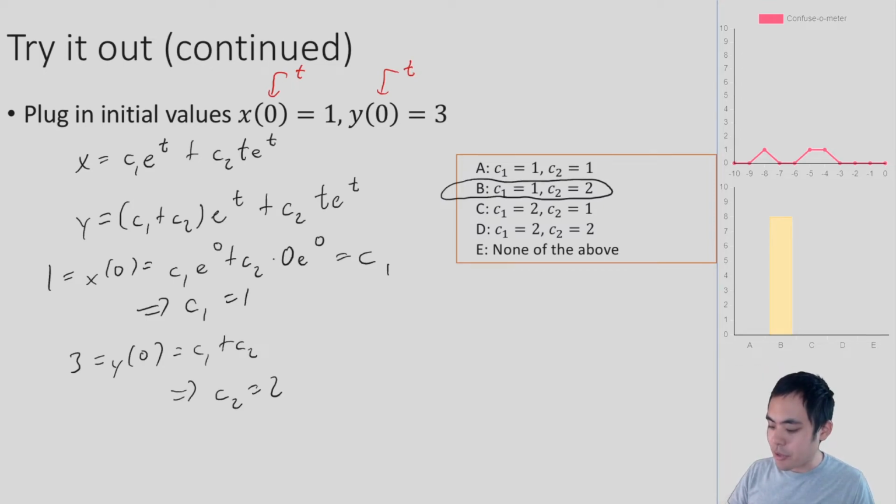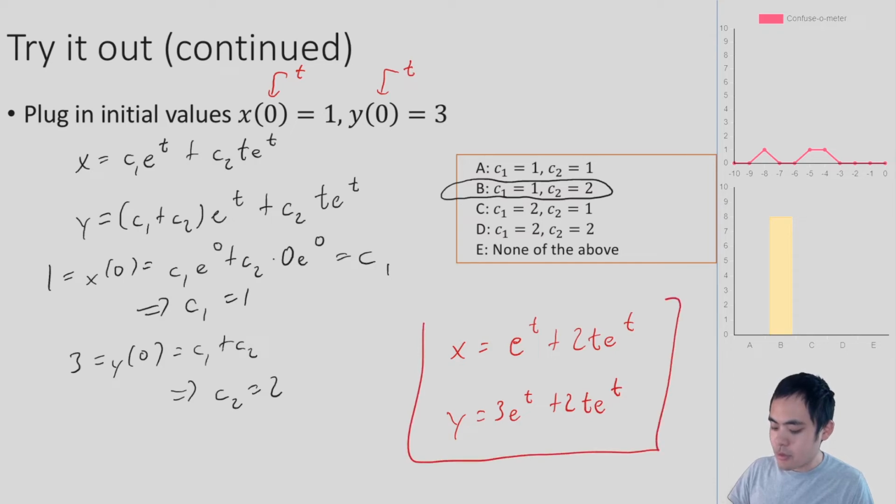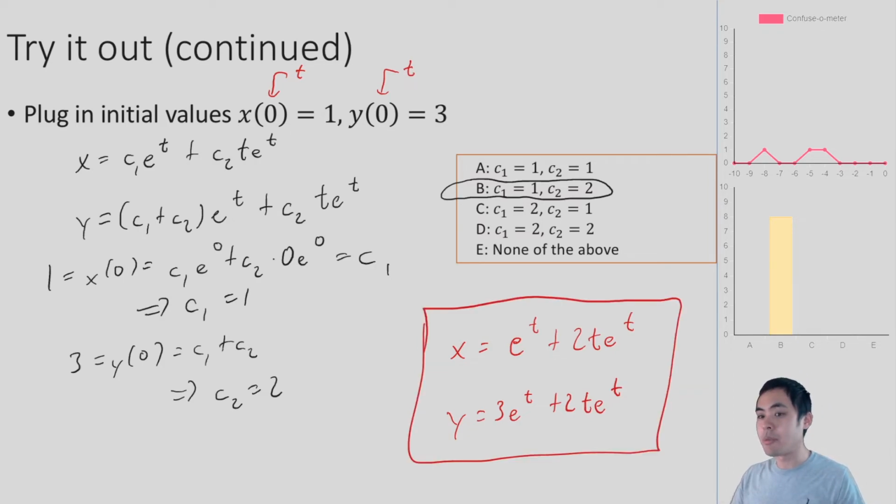And that gives us our final answer, which is that x is equal to e to the t plus 2t e to the t, and y is equal to 3 e to the t plus 2t e to the t. So that's our final answer to this initial value problem.